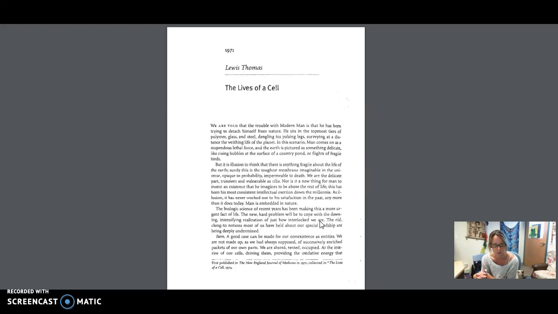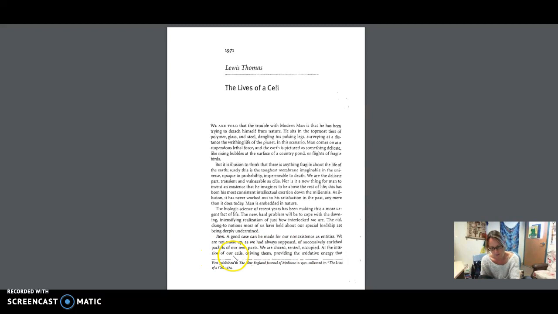The old clung to notions most of us have held about our special lordship are being deeply undermined. Item, that's interesting to me that this paragraph starts with item. A good case can be made for our non-existence as entities. We are not made up, as we had always supposed, of successively enriched packets of our own parts. We are shared, rented, occupied. That sounds really poetic, that we are shared, rented, and occupied.